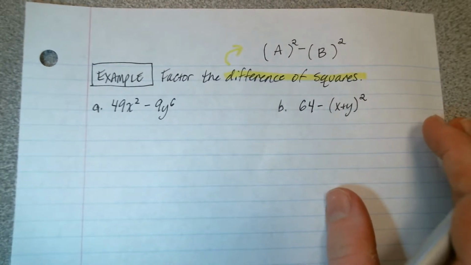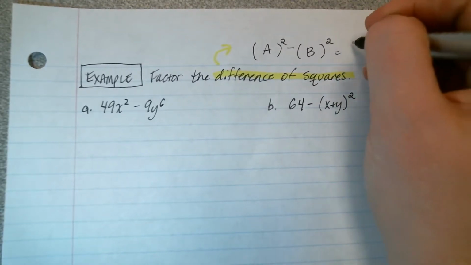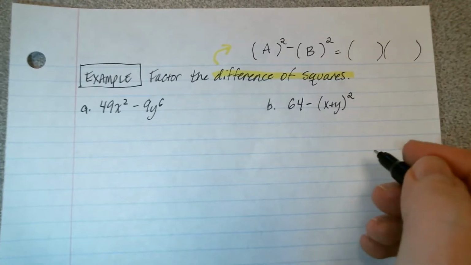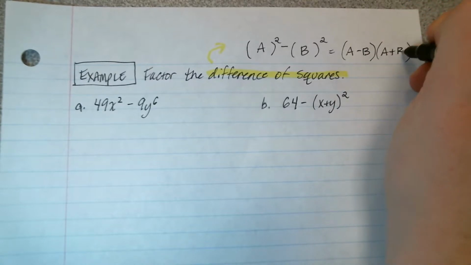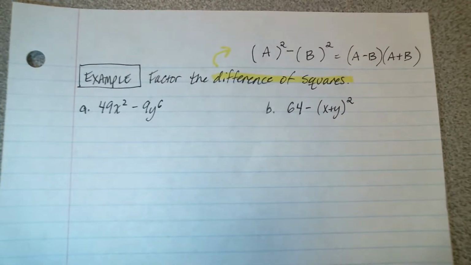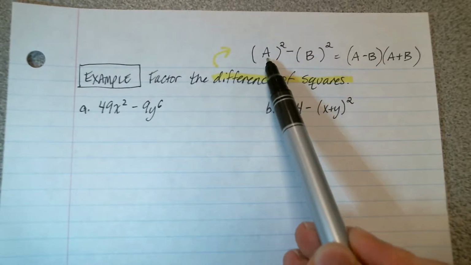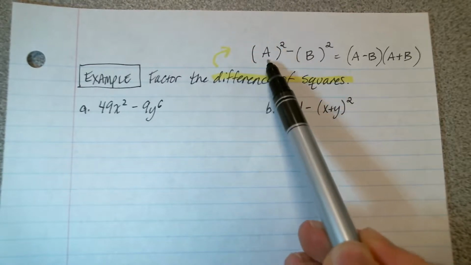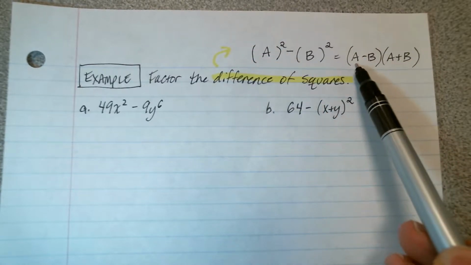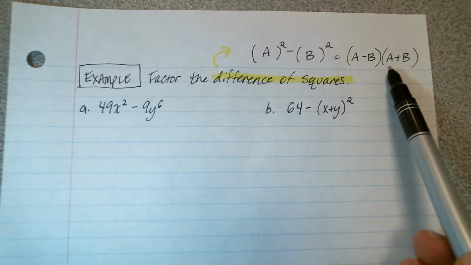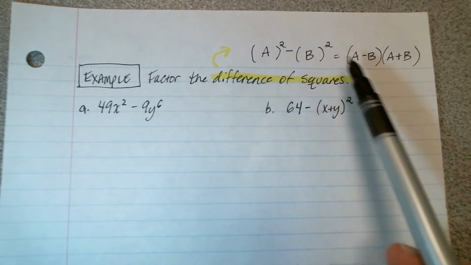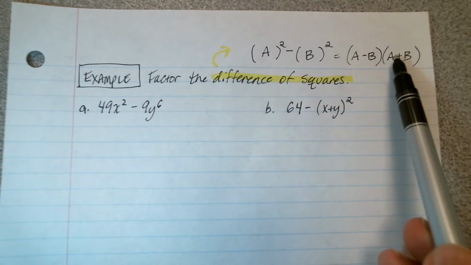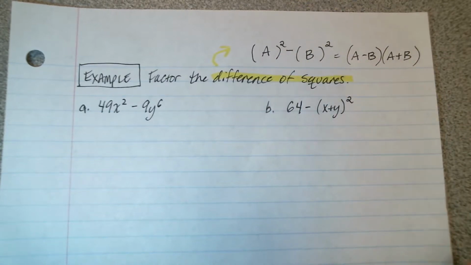And the way that this always factors is the product of A minus B times A plus B. Now, there are some things to notice with this formula. First of all, if the quantity being squared that comes first in your difference is A, then A must come first in both of these factors. We know the order that you subtract quantities in makes a big difference, so this order right here makes a big difference. Make sure that order stays the same.